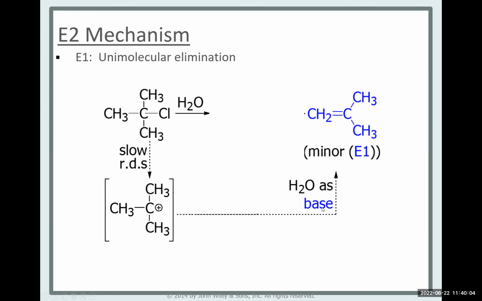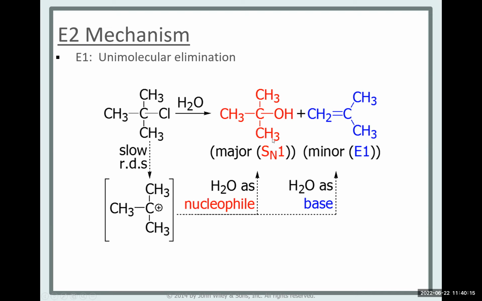If our weak nucleophile acts as a base, we'll get the elimination product. If our nucleophile acts as a nucleophile and is trying to attack, then we'll get the SN1 product. So from here to here, you'll get a mixture of both of these. And actually, in this case, the elimination product is minor because they're competing so hard.